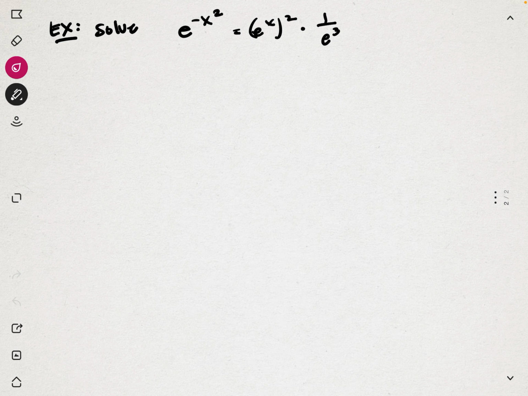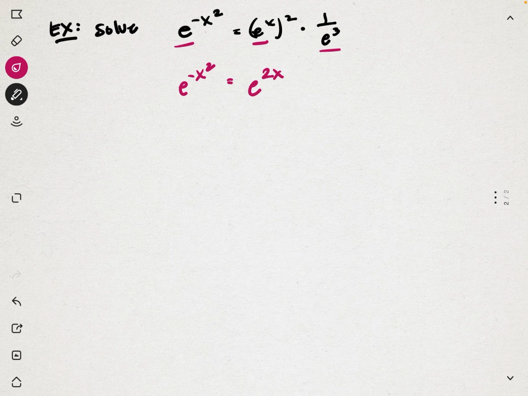This one's a little bit more complex, but notice they all have e's, right? E to the negative x squared, e to the x to the 2, and then 1 over e cubed. So let's go ahead and simplify this up. So we're going to keep this the same. There's nothing to do there. On this one, we can do that power to power rule, right? E to the x to the second, we can multiply the x and the 2. So e to the 2x.